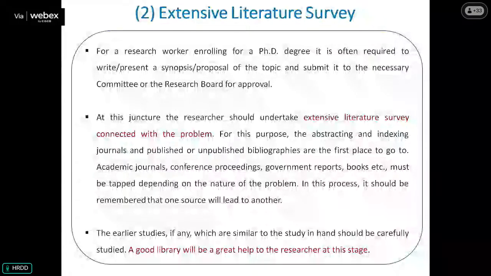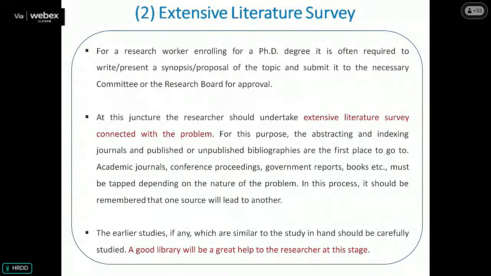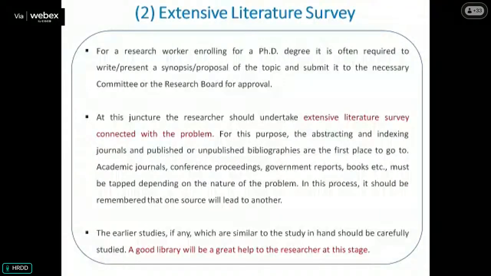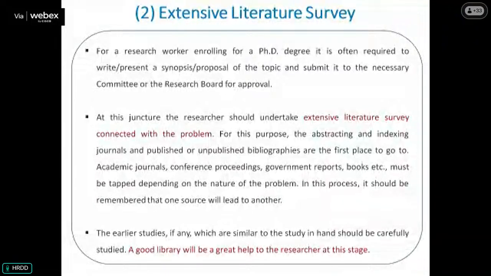For a researcher enrolled for a PhD degree, it is often required to write or present a synopsis proposal of the topic and submit it to the necessary committee or research board for approval. So this is a protocol generally followed initially. The broad area we select, and there is a committee in HBNI also. For sciences, I think they have the board of chemical sciences, board of physical sciences, like that. In front of that committee, generally a presentation is made.